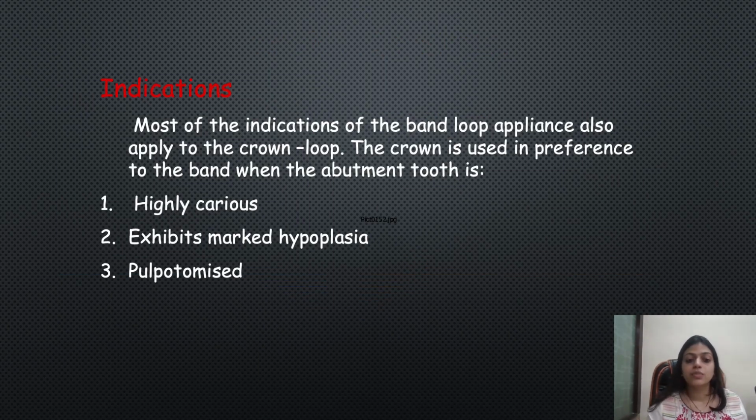Okay, indications. Most of the indications of band and loop space maintainer also apply to crown and loop. Crown is used in preference to band if the abutment tooth is highly carious, exhibits marked hyperplasia, or if it is pulpotomized or pulpectomized.